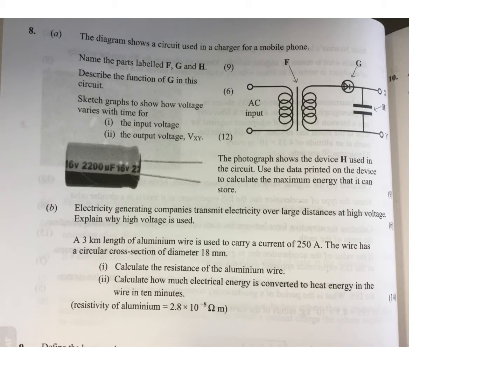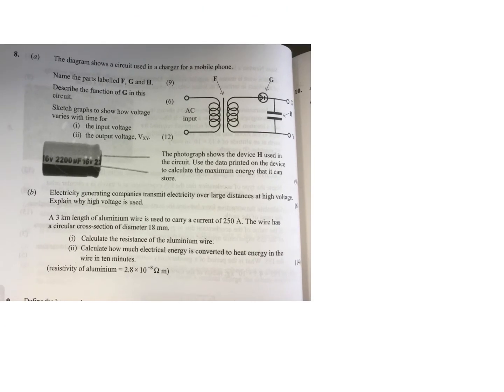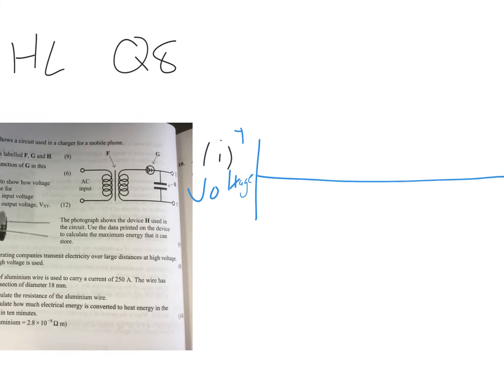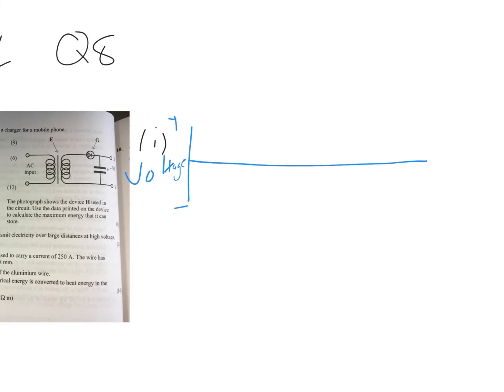So the first thing they want us to do is plot the voltage over time for the input. That one is actually pretty easy, right? We're going to have our axis here. This is voltage, and we can label that positive or negative. I don't think they're going to really care if we do or don't. And then this axis is time.